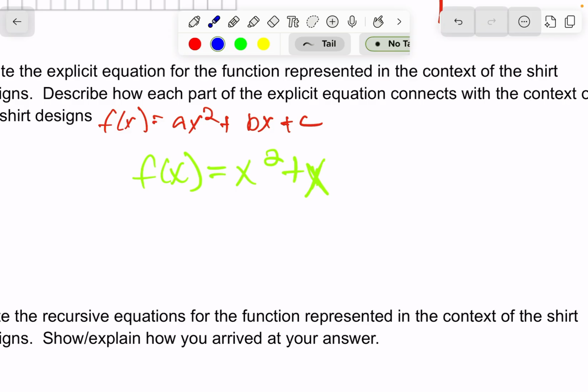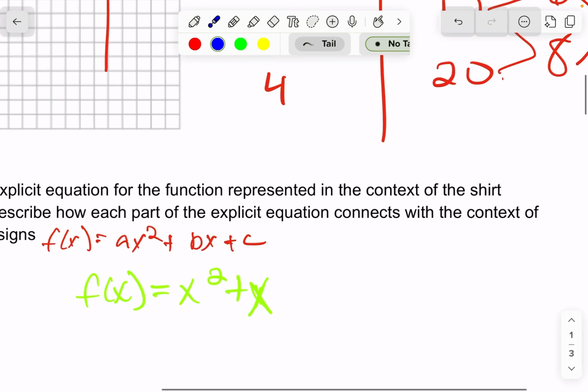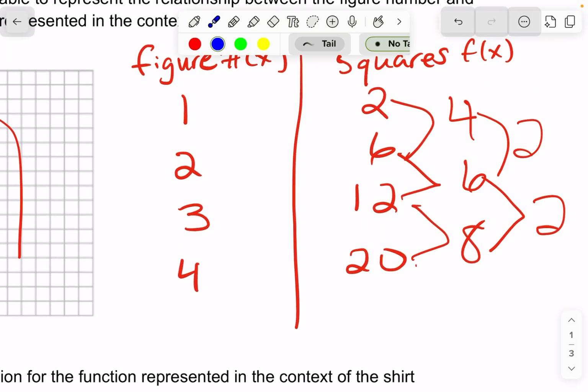This one is different. Instead of jumping straight to figure 100, a recursive rule tells you here's how to get the figure if you already know the current one. So let's look at this table again. Do we see a pattern here? The number of squares increases by 4, then 6, then 8. So this is not constant, but wait, there is a pattern here. The amount added each time is increasing by 2. So plus 2, plus 2.